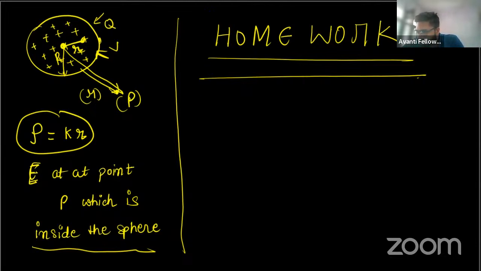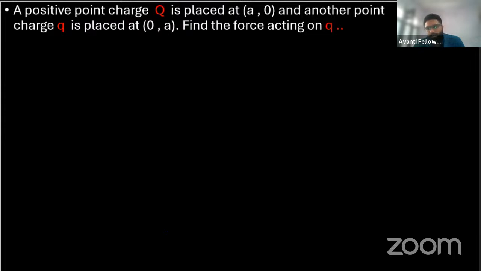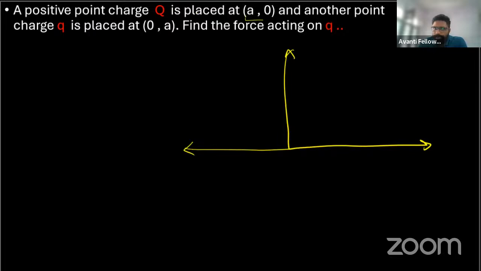Okay, so this is clear. After that, you do this question: a positive point charge capital Q is placed at (a, 0), and another point charge small q is placed at (0, a). Find out the force acting on q. This is the xy plane. Two coordinates are given, so you will take two axes, so most preferably we will prefer the xy plane. One of the charges is present here, (a, 0). One of the charges is present here, (0, a).